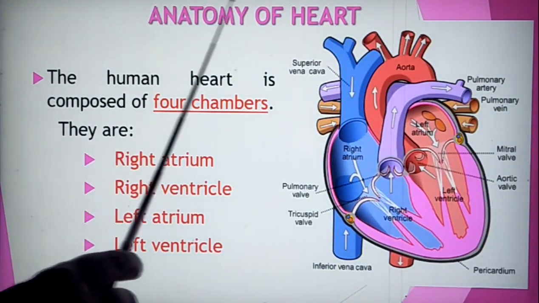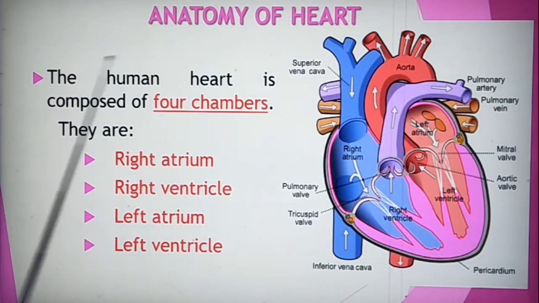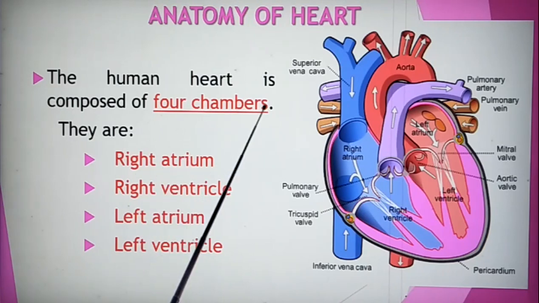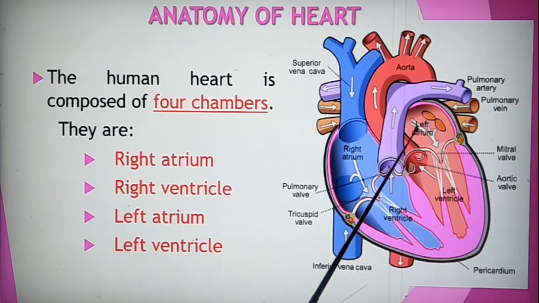Now we can see the anatomy of the heart. The human heart is composed of four chambers. They are the right atrium, right ventricle, left atrium and left ventricle. In the picture you can see very clearly the right atrium, right ventricle, left atrium and the left ventricle. These are the four main chambers of the heart.